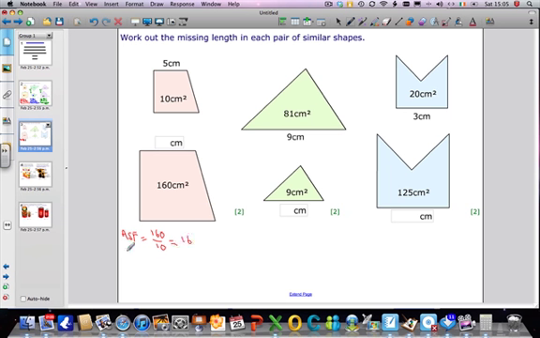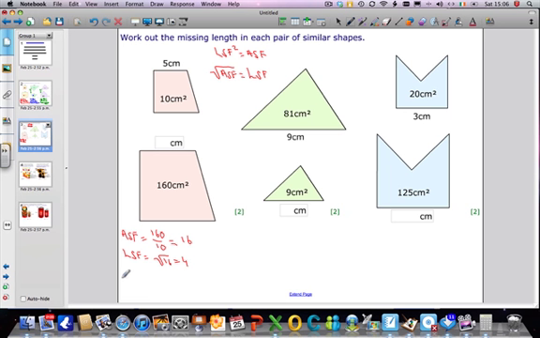So I know the area scale factor is 16, and remember the linear scale factor squared equals the area scale factor. That means to get the linear scale factor, we need to take the square root of the area scale factor. So our linear scale factor is equal to the square root of 16, which is 4. So the linear scale factor is 4.